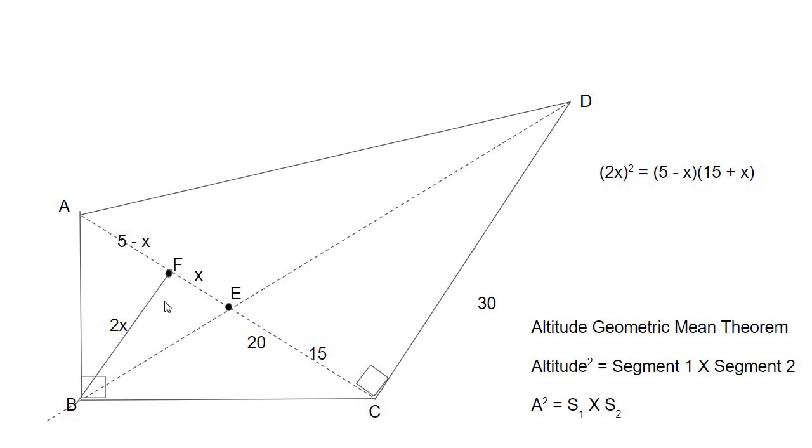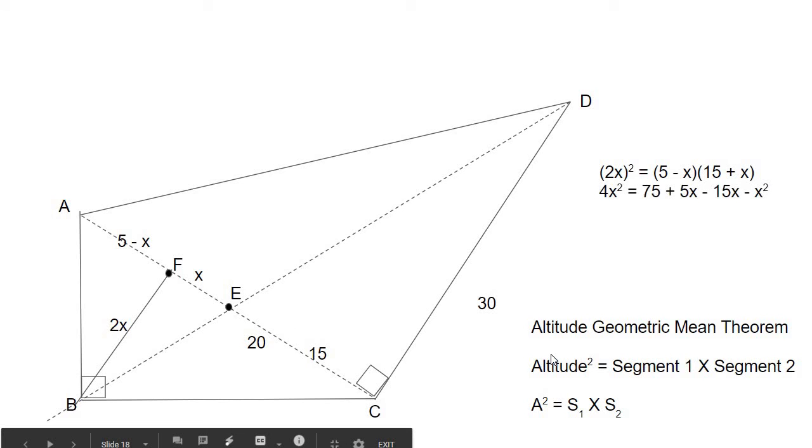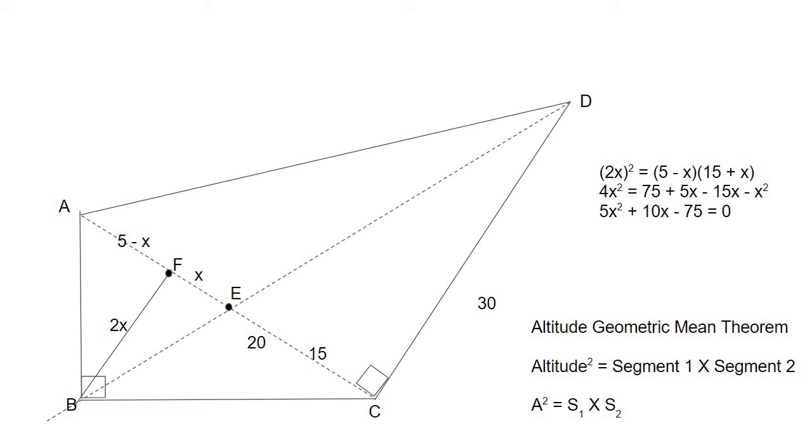So we'll have 2x whole thing squared is equal to 5 minus x times 15 plus x. If we simplify this, we get 4x squared equals 75 plus 5x minus 15x minus x squared. That simplifies to 5x squared plus 10x minus 75 equals 0. We can simplify a little further to x squared plus 2x minus 15 equals 0. And then we'll get that the two roots of x are positive 3 and negative 5. Well, x is the value of FE, and distance cannot be negative, so we will take out the value of negative 5. So x is equal to 3.